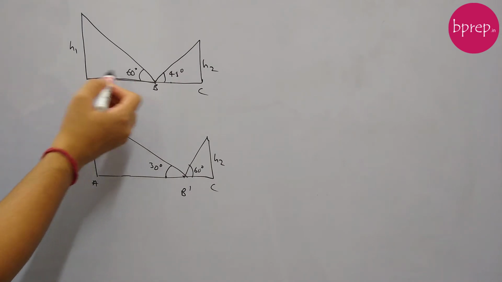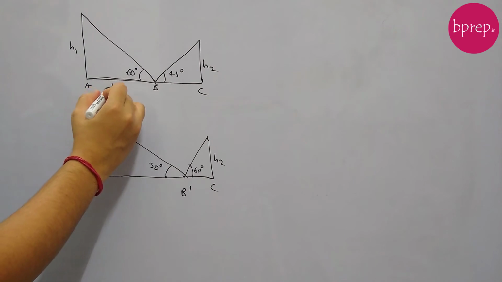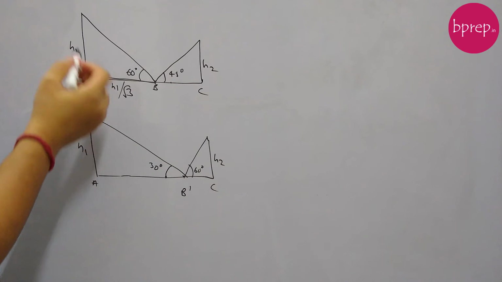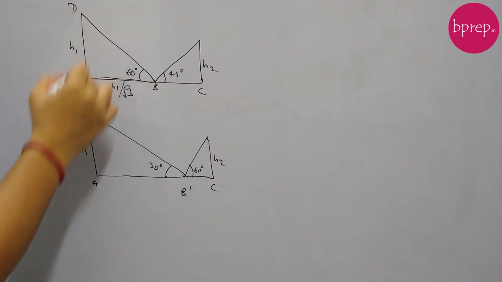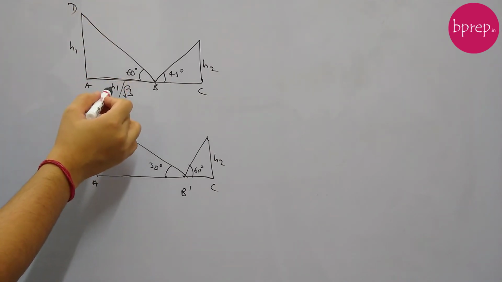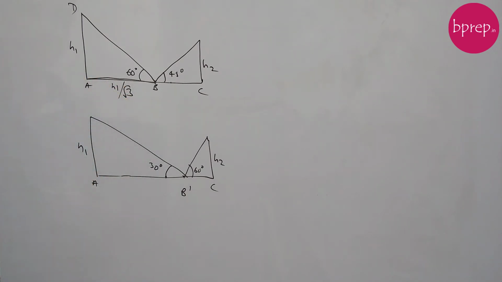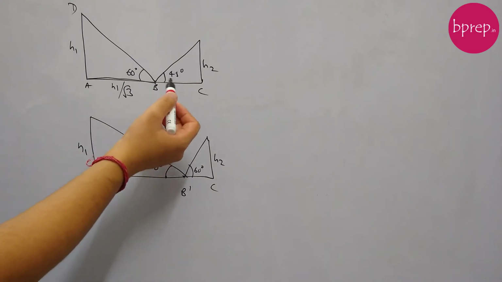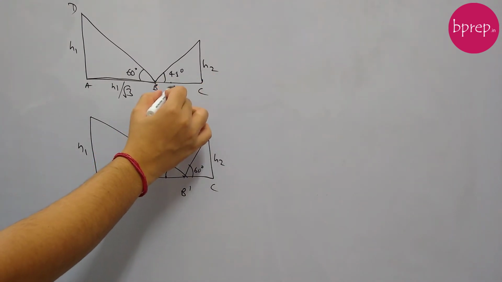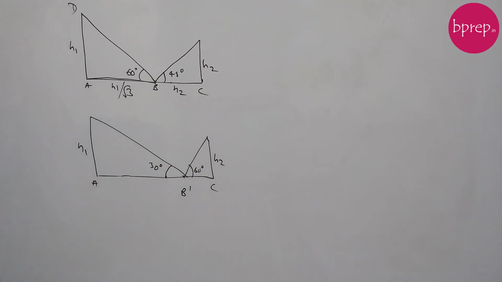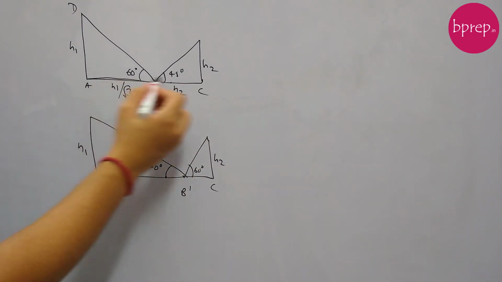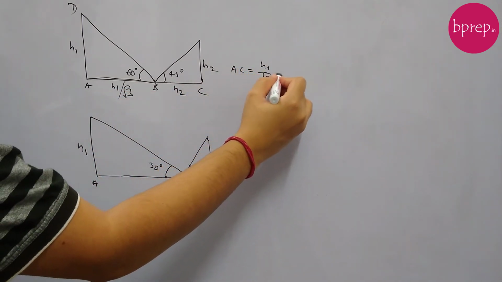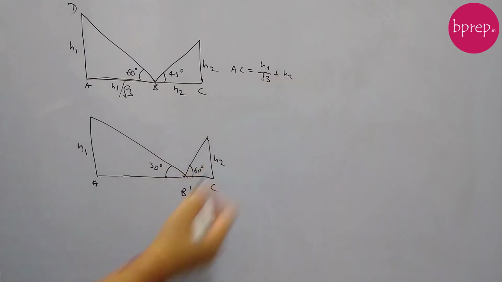So if this angle is 60 degree and this is h1, then this will be h1 by root 3, right? Because if you say this is D, then using the cot 60 formula we can say AB will be h1 by root 3, right? Cot 60. And from here, using the cot 45 formula, can we say if this is h2 then this will also be h2, right? So here we see the total length of AC. AC is nothing but h1 by root 3 plus h2, okay.